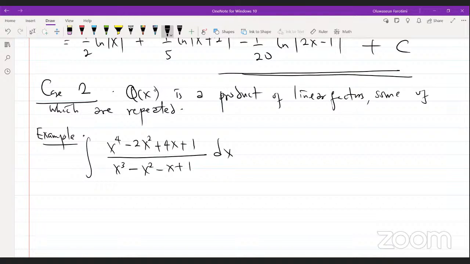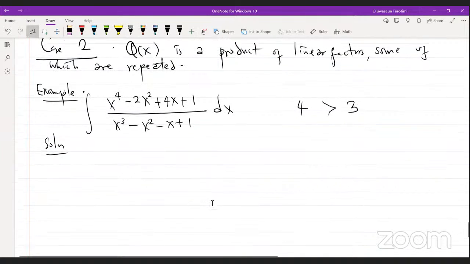Let us see. So what do I need to pay attention to? What is the degree of the guy on the top? It's a 4, right? What's the highest degree of the guy on the bottom? 3. 4 is bigger than 3. Remember, when you have the situation where the highest degree on the top is bigger than the degree on the bottom, what do you do, guys? Think about it. Long division. Okay, so we got to do a long division on this guy.